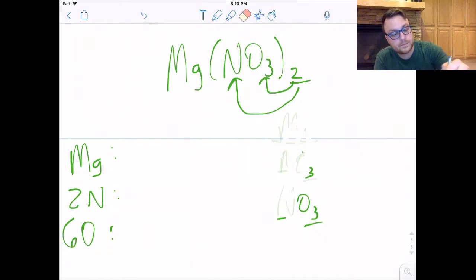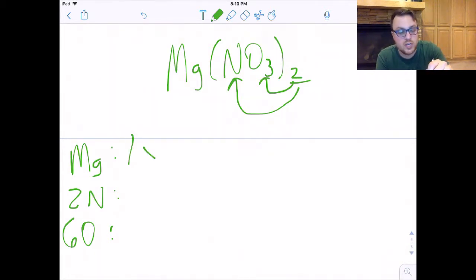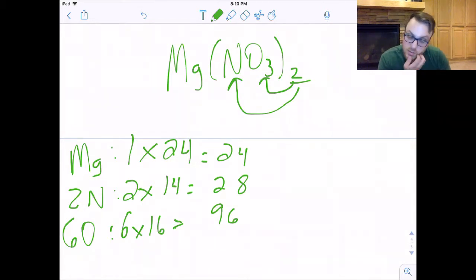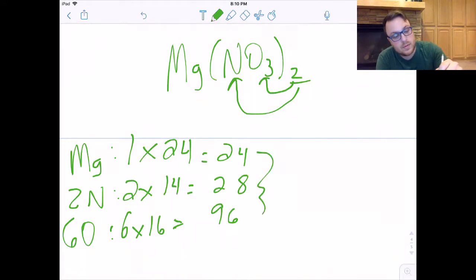Let's look up their masses. You're going to go to the periodic table. Your 1 Mg weighs 24. Your 2 nitrogens weigh about 14. And your 6 oxygens weigh about 16. So we have 24 plus 28 plus 96. So add those all up. 24 and 28 is 52. 52 and 96, 148 grams per mole. I'm just checking the math in my head again. That looks good.